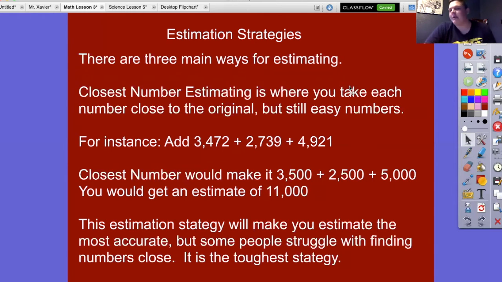Here's the last one. I call it closest number estimation. It doesn't really have a name, but the other 2 did, so I wanted to make sure you had one for this.